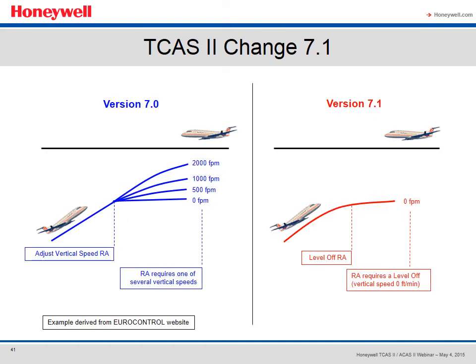Earlier versions of TCAS issued an adjust vertical speed resolution advisory and a range of options on the vertical speed indicator that EASA felt would be misleading. The best solution in the mandate is to level the aircraft to avoid any misinterpretation.